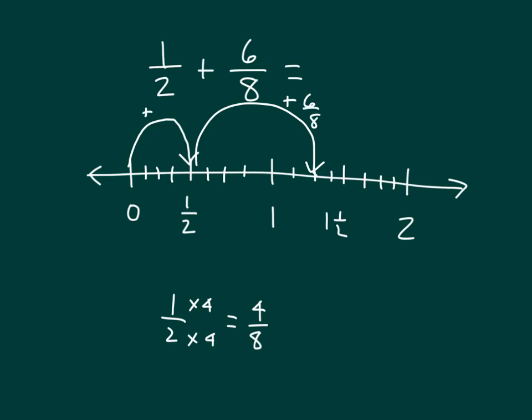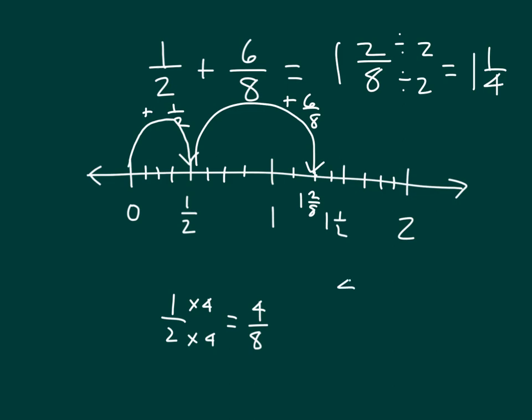Again, I started with adding 1/2 plus 6 eighths. Gets us there, which is 1 and 2 eighths. So we had 1/2 plus 6 eighths equaling 1 and 2 eighths. And if I write that into simplest form, that is 1 and 1 fourth.